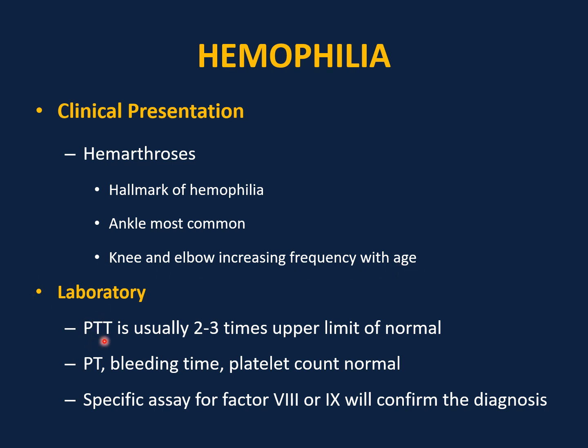Laboratory finding: PTT is usually 2 to 3 times the upper limit of normal. So you will see it 90, 100, not just 31 or 32 or 35. It will be a big number. PT, bleeding time, and the platelet count are normal. Specific assays for factor 8 and factor 9 will confirm the diagnosis.